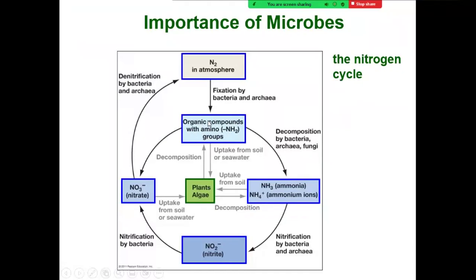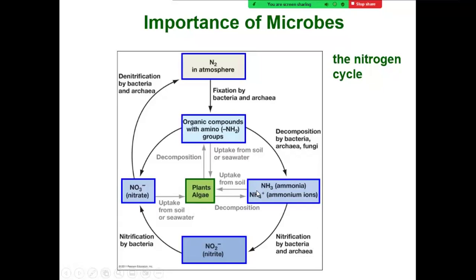When that organic compound, the bacteria and the archaea, decompose, they will be decomposed by bacteria, archaea, and fungi, and the organic compound will be broken down into ammonia. Ammonia can be used by plants as either ammonia or by water. Ammonia can change into ammonium. Plants and algae can use ammonia and ammonium ions, but they don't like it. They get too much of it, it'll actually kill them.